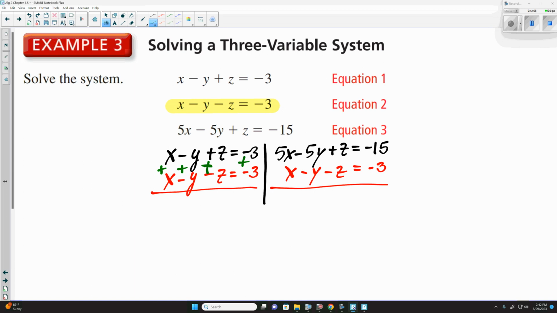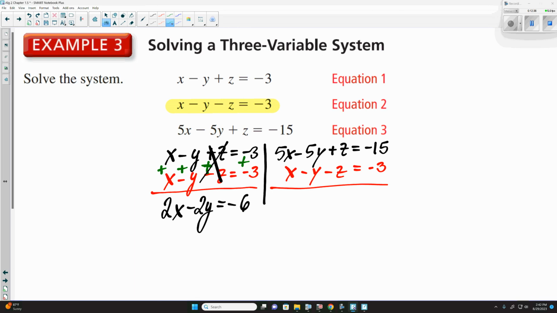And if we add these together, x plus x is 2x. Negative y plus negative y is negative 2y. Z plus negative z is 0. And lastly, negative 3 plus negative 3 is indeed negative 6. So we have got an equation with two variables this time.